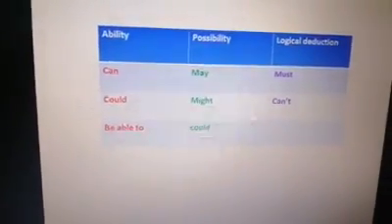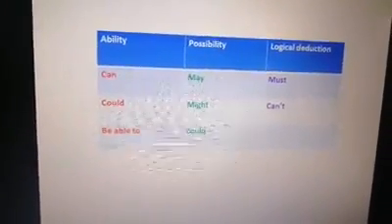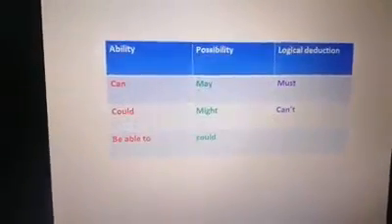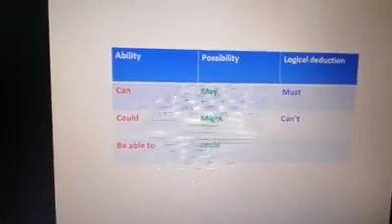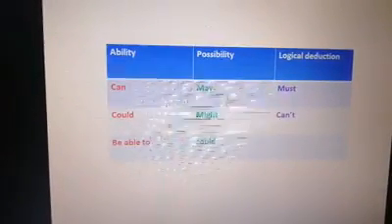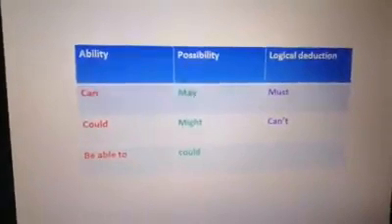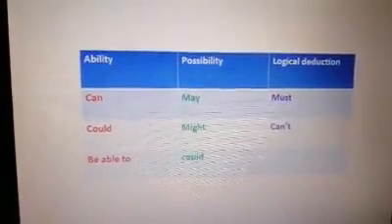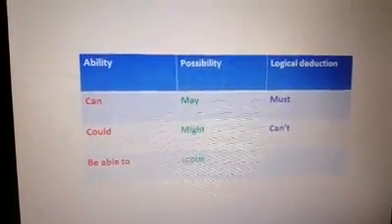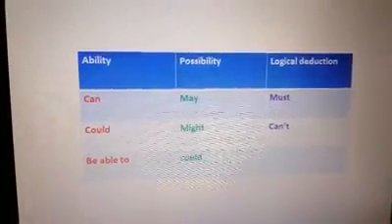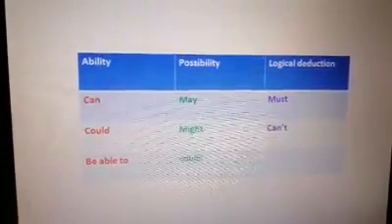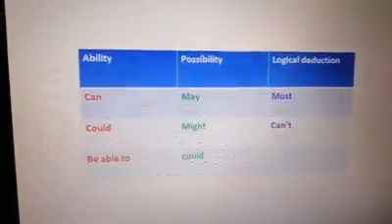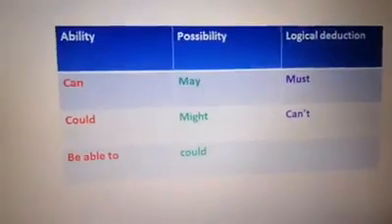Now, as you can remember, we studied in lesson A when we use the modal verbs, okay? And today we're going to continue knowing about other usages for these modal verbs, okay? Now, I drew this table for you to help you remember the difference between these modal verbs in using them.